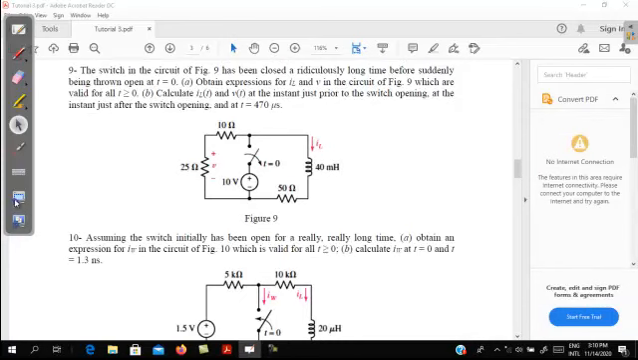So we start with problem number 9. In number 9, this switch has been closed for a long time. Then it opens at t equals 0. We need to find expressions for IL and V in the circuit, valid for all t greater than or equal to 0, and also find IL and V at t equals 470 microsecond.